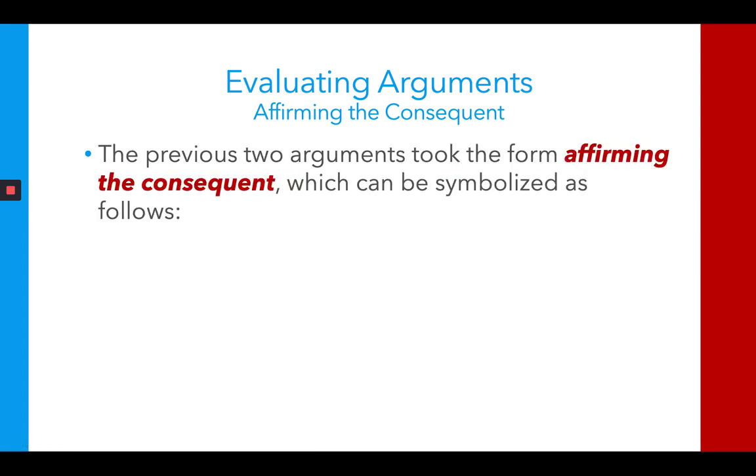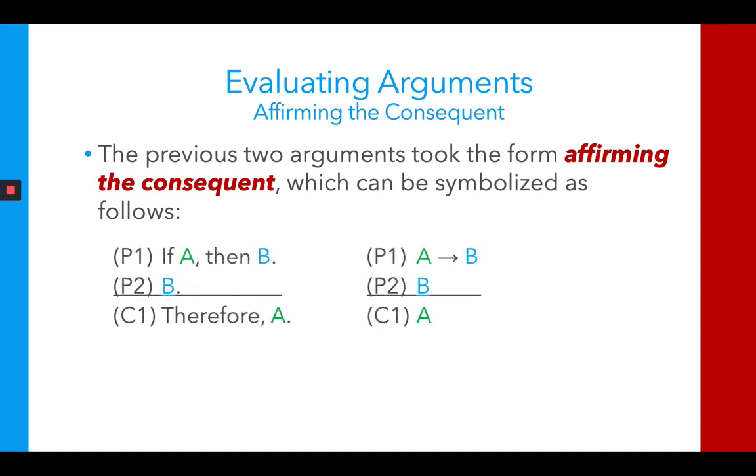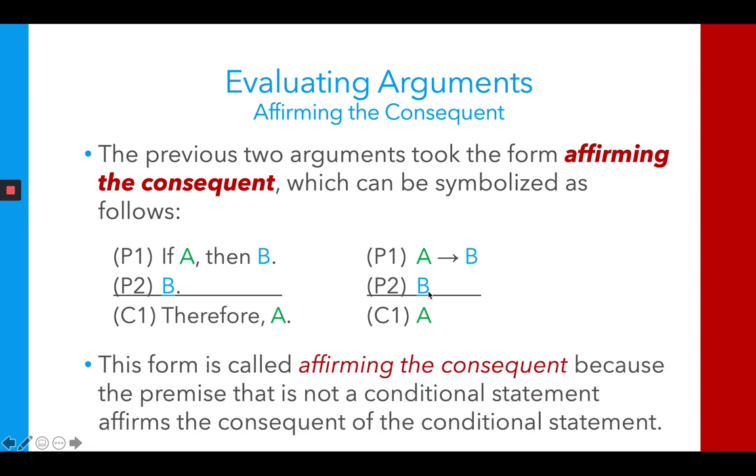Now the two previous arguments took the form affirming the consequent, which can be symbolized like this. If A, then B; B; therefore A. Or, symbolized more clearly, taking the words out: if A then B, B, therefore A. We call this affirming the consequent because the premise that's not a conditional statement affirms the consequent of the conditional.